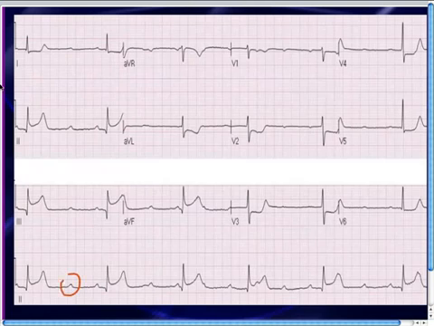You'll also notice that once again there are P waves that are not being conducted. So that takes us back into the AV block box. And when you've got P waves that are not being conducted, you ask yourself, is this second degree AV block type 1 or Mobitz 1 or Wenckebach? Is this second degree AV block type 2, also known as Mobitz 2? Or is this third degree AV block? How do you tell the difference between those?